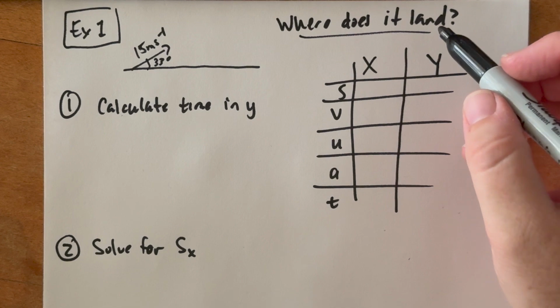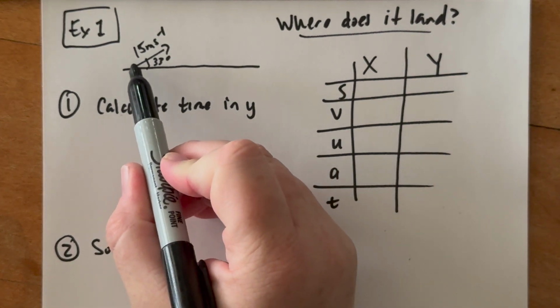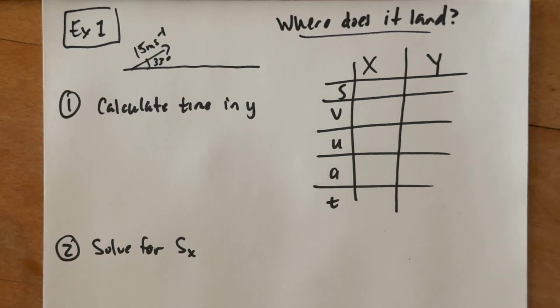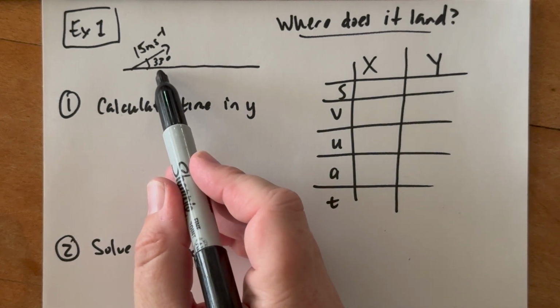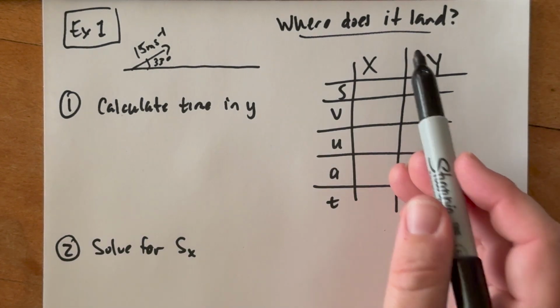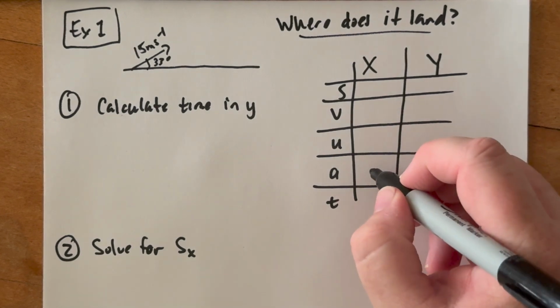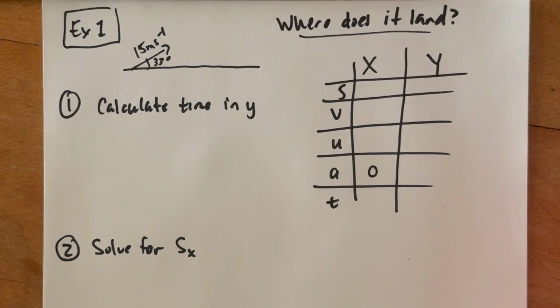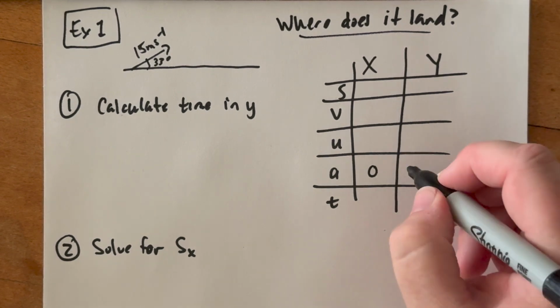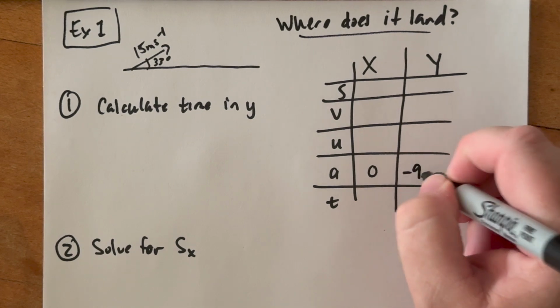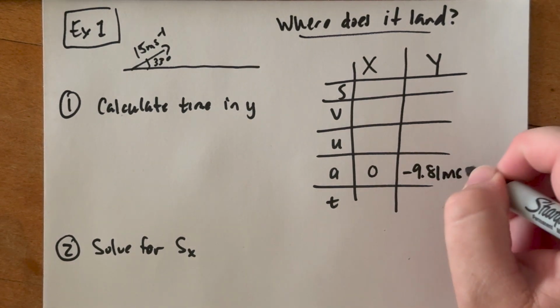Let's say we have a situation where something is being tossed at 15 meters per second at an angle of 33 degrees, and we want to know where it lands. So the first thing we'll do is set up our XY chart. In the X direction, our acceleration is always 0. In the Y direction, because it's going both up and down, our acceleration is negative 9.81 meters per second squared.